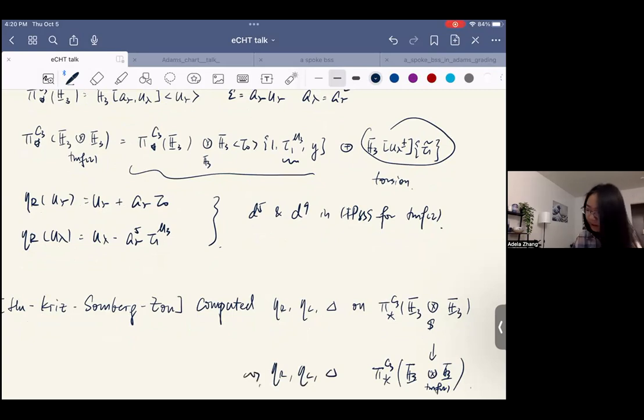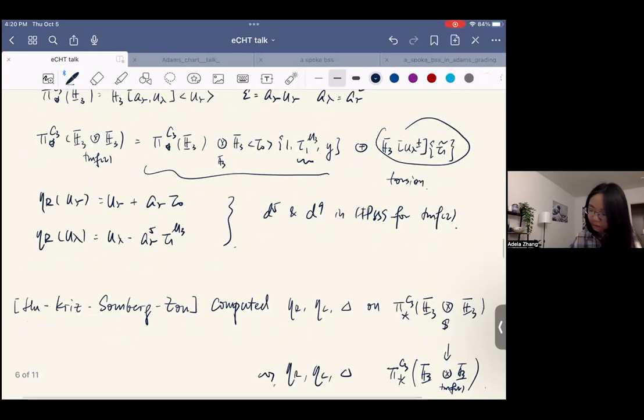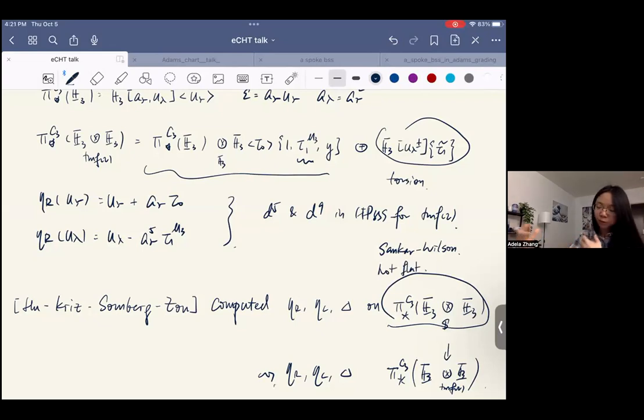And of course, just to mention, this object here, without the structure maps, was first computed by Stenker and Wilson. And in their computation, we can already see that this is not flat because it's split. There are some two cell complexes in this that do not just split as RO(C3)-graded suspensions of HF3s.